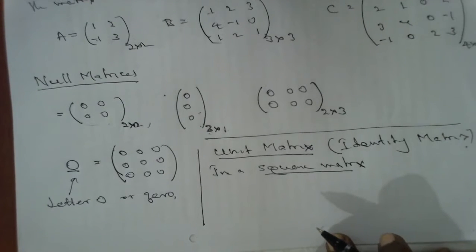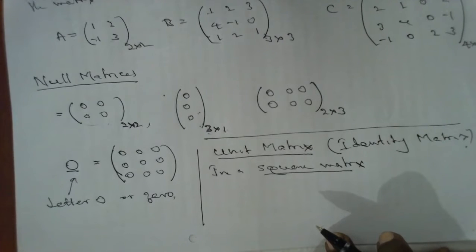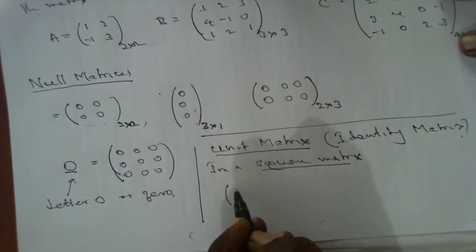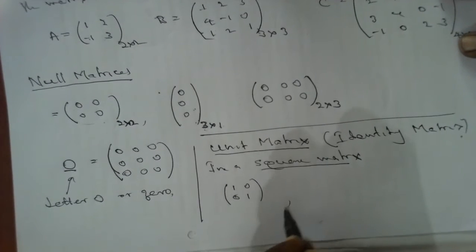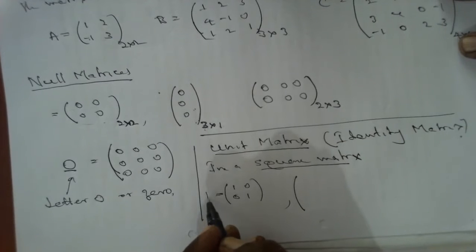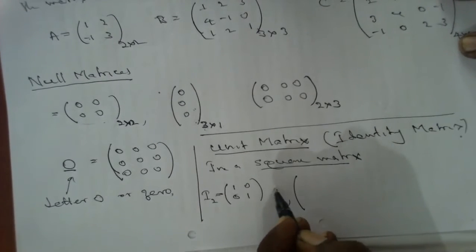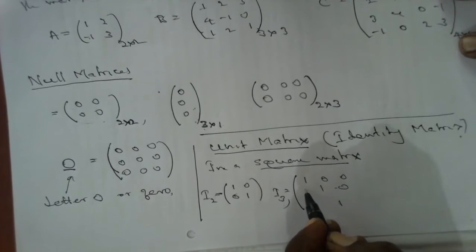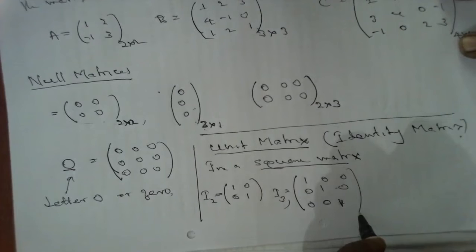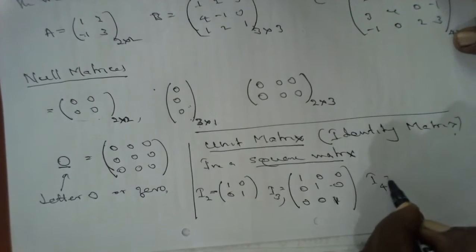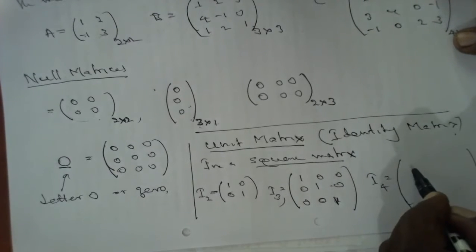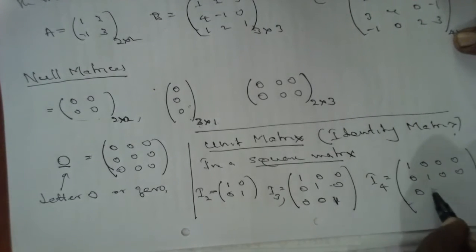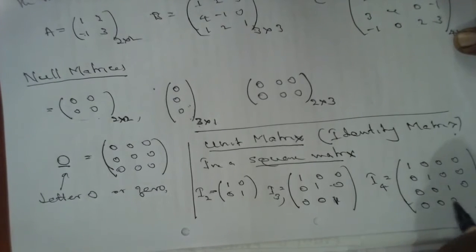Unit matrix is defined only for square matrices, not other matrices, right? That means all the diagonal elements are 1, other elements are 0. This is known as I2. I3 equals 1, 0, 0, 0, 1, 0, 0, 0, 1, like this, right? So if you take I4, 1, 0, 0, 0, 0, 1, 0, 0, 0, 0, 1, 0, 0, 0, 0, 1, like this.